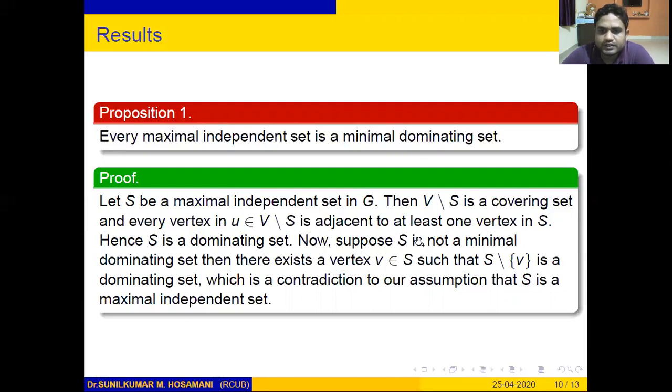Now, assume that S is not a minimal dominating set. If S is not minimal, there exists a vertex, say v in S, such that if I remove that vertex from the set, that is S minus v, then S minus v is also a dominating set. This is a contradiction to our assumption that S is a maximal independent set. Therefore, every maximal independent set is a minimal dominating set.